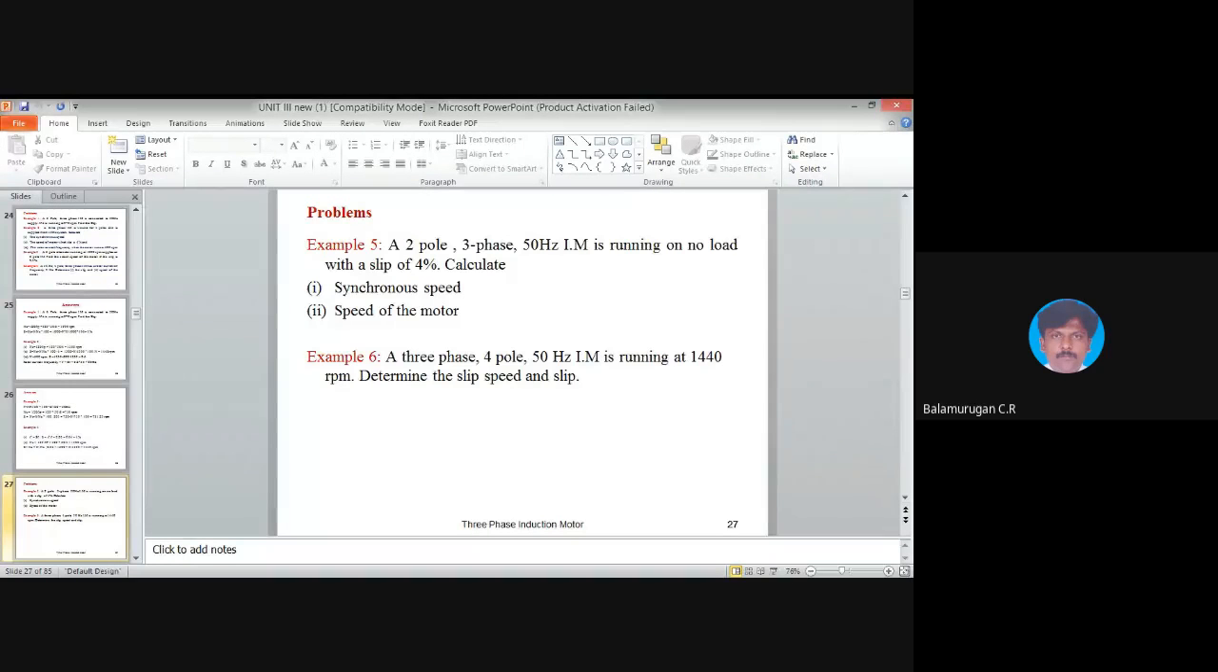So next you are supposed to solve. What is the value for this phi r?